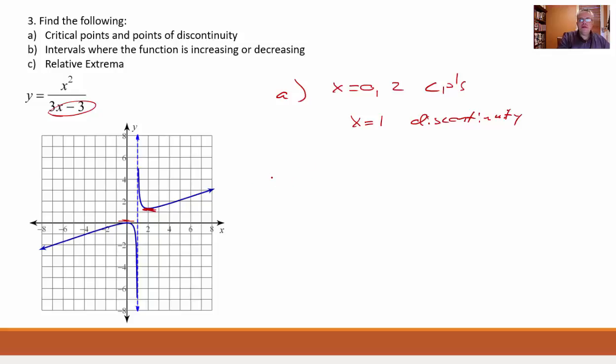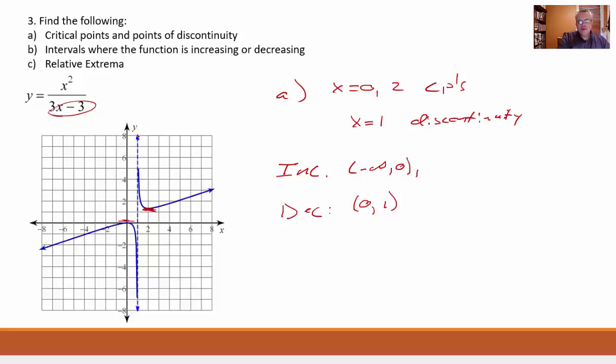Okay, so let's write the intervals. We'll start with increasing. The function's increasing from -infinity until we get to this critical point here. So from -infinity to 0. And then it's decreasing from 0 to the asymptote. So we'll start our decreasing list from 0 to 1. Between 0 and 1 it's going down, approaching that asymptote.